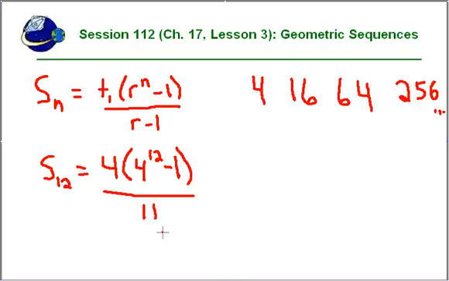Otherwise, if you have a calculator, you could calculate 4 to the 12th, and then after you get that number, insert it into this formula and calculate the rest of it out. But for our purposes right now, what is the sum of the first 12 numbers in this geometric sequence? The sum is going to be 4 times 4 to the 12th minus 1 over 11.